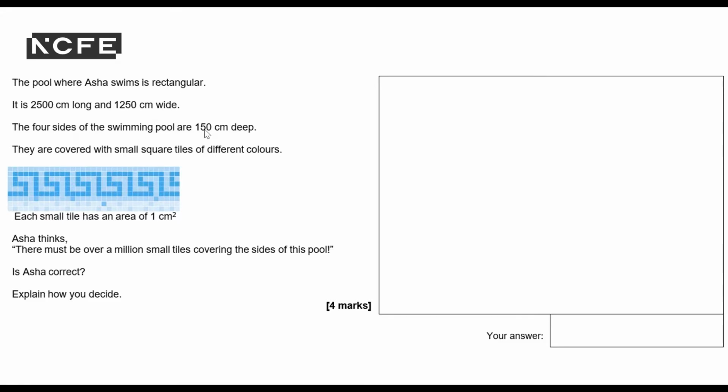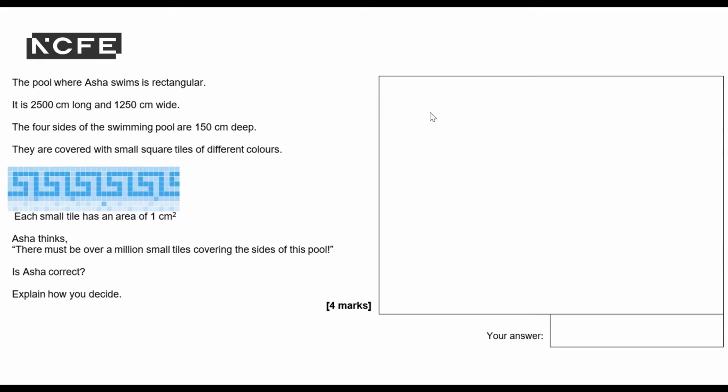The four sides of the swimming pool are 150 centimeters deep. They're covered with small square tiles of different colors, okay? Each small tile has an area of 1 centimeter squared. Asher thinks there must be over 1 million small tiles covering the sides of this pool. Is Asher correct? Explain how you decide.